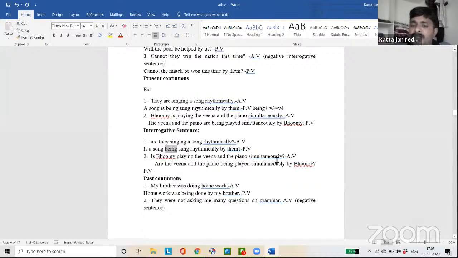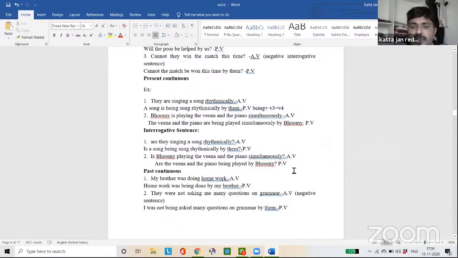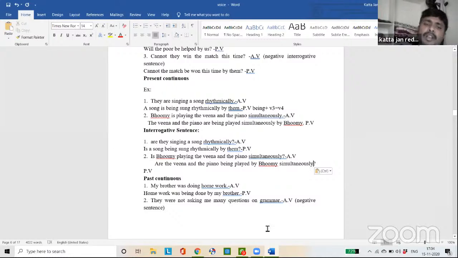Is Bhumi playing the veena and the piano simultaneously? So here, are. Why? Because the subject is plural, right? So, are the veena and the piano being, second helping verb after the subject, played simultaneously by them. And it is not wrong to use simultaneously after by them. No wrong at all. Or the veena and piano are being played by Bhumi simultaneously. It's absolutely right.